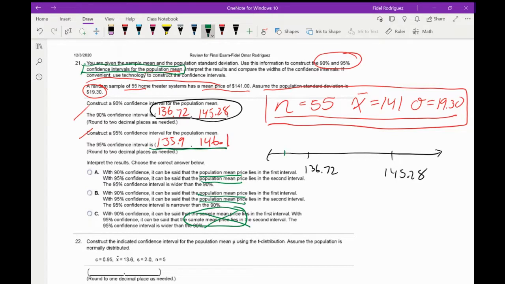Well, 135.9 is going to be further to the left. And 146.1 is going to be further to the right. So this is my 95% confidence interval, and this is my 90% confidence interval.